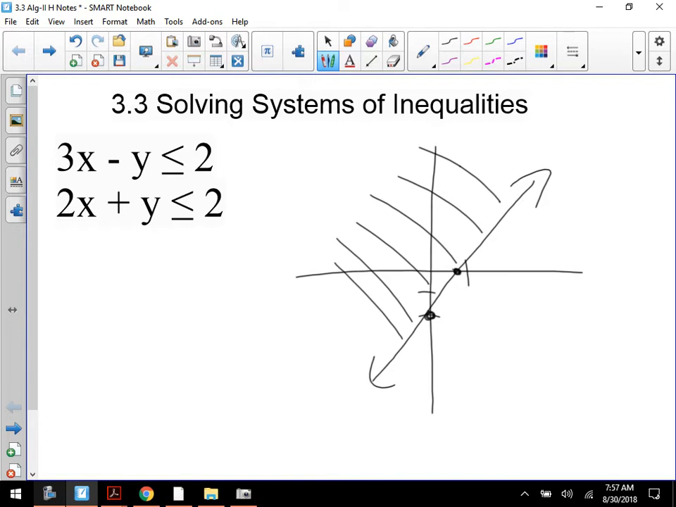Here's my x-intercept now. At 1. Good. If you do happen to have 2 colors or a pen and a pencil, it is kind of nice to be able to do that. If not, it's not the end of the world because you'll still get the shaded area. So it's at 1. And then my y is at 2. Again, this one is going to be a solid line because it's got an equal part to it.